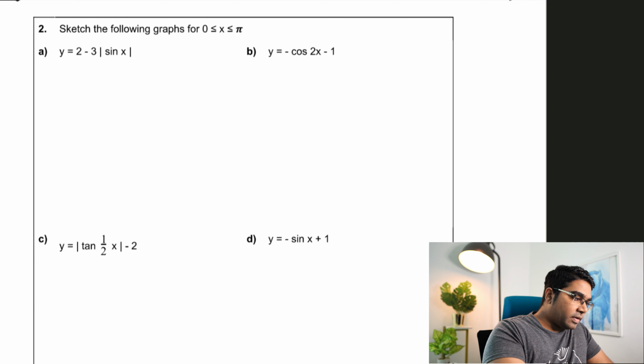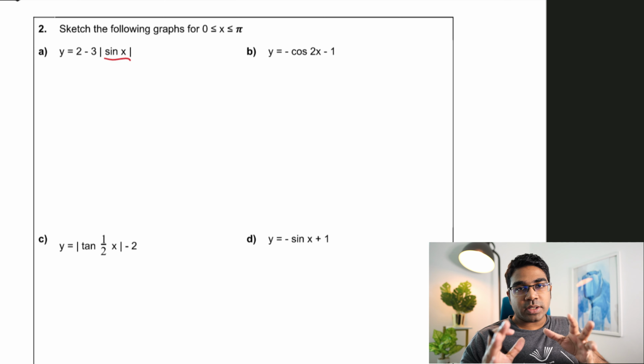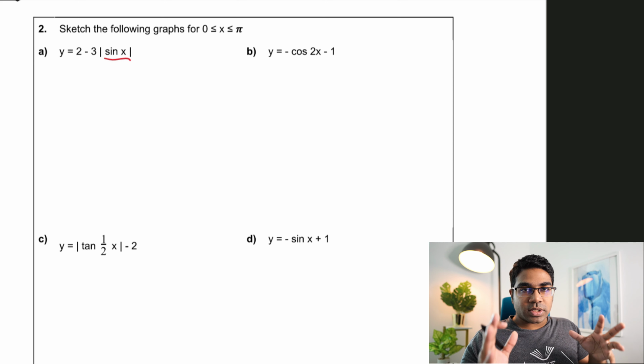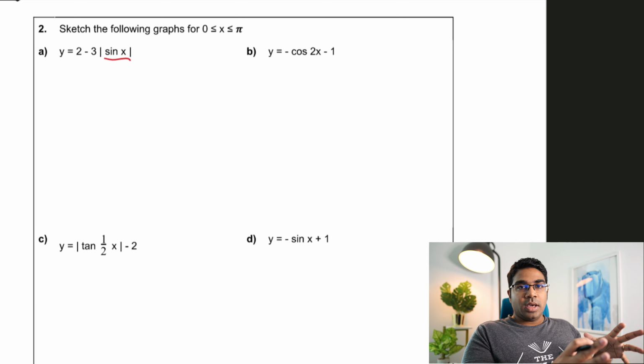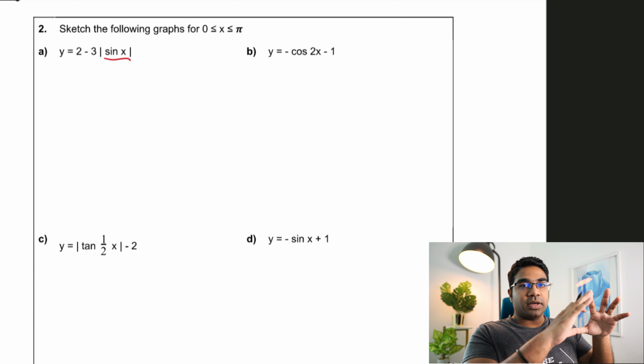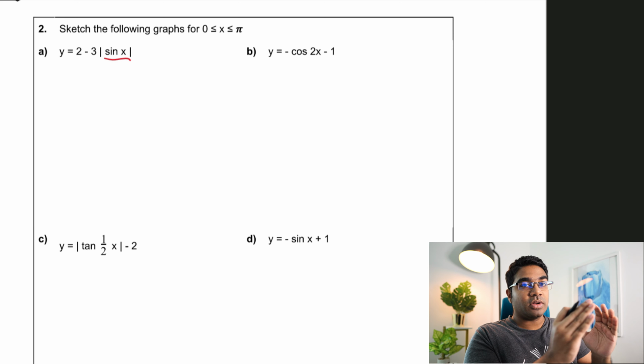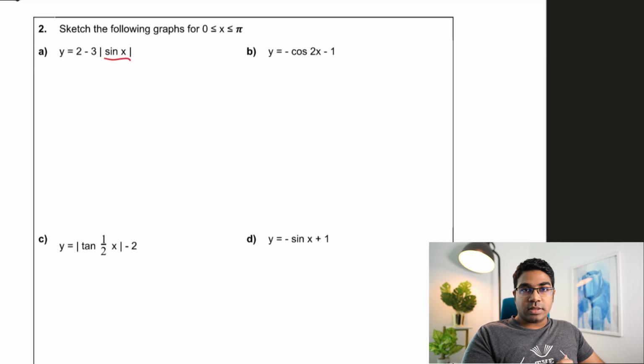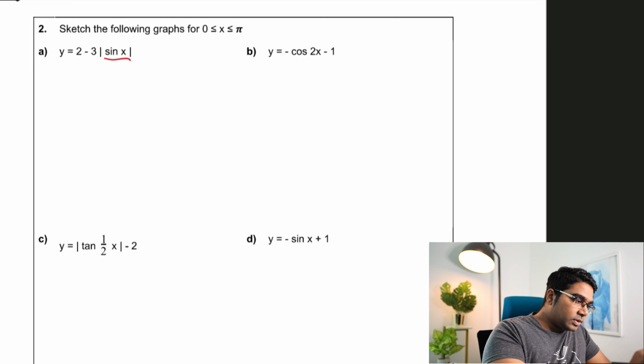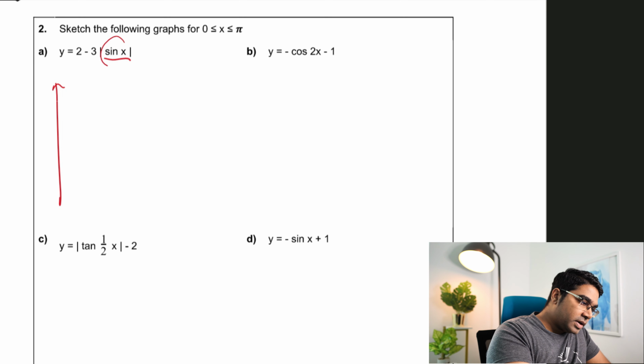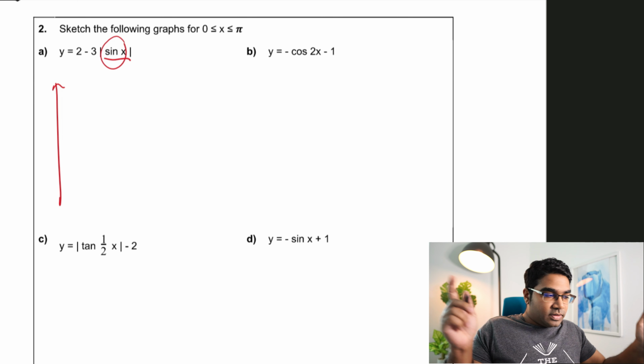The first function we have is y equals 2 minus 3 modulus sine of x. The strategy that we're going to use here is to start with the basic graph, that is, if the graph of the trigonometric function was just the trigonometric function of x. In this case, that would be y equals sine x. So let's start with y equals sine x. You start with the function and we work outwards.